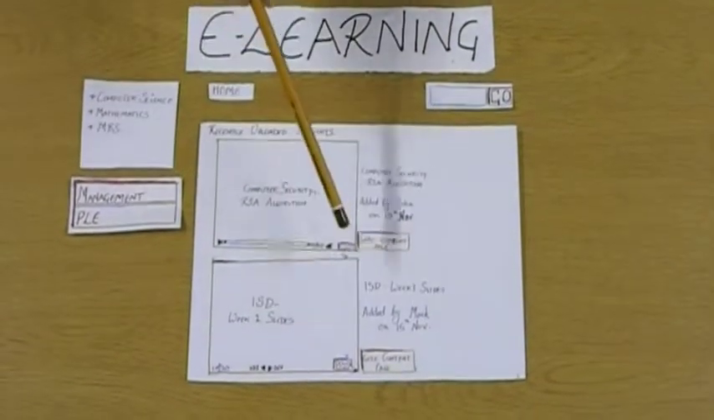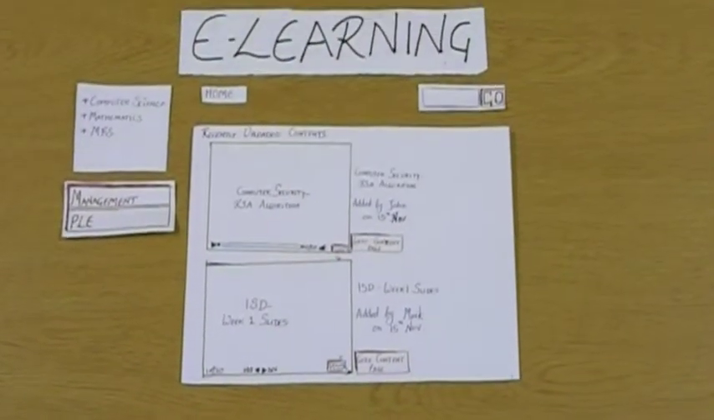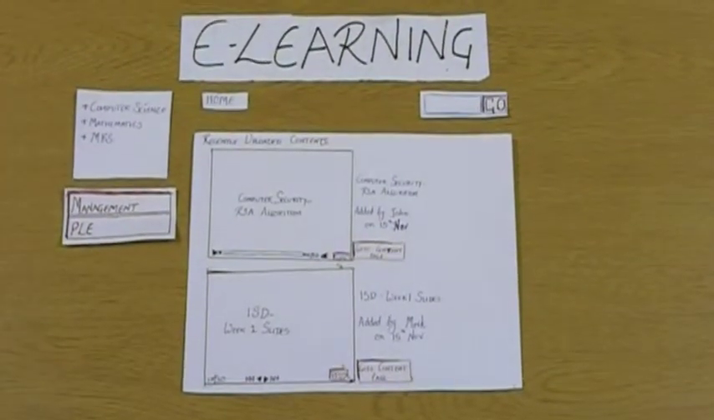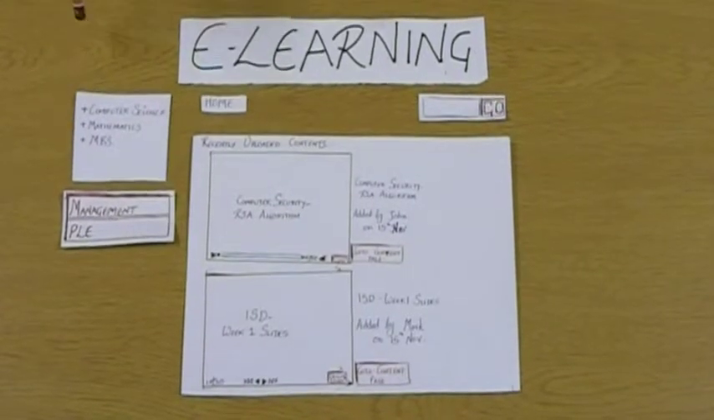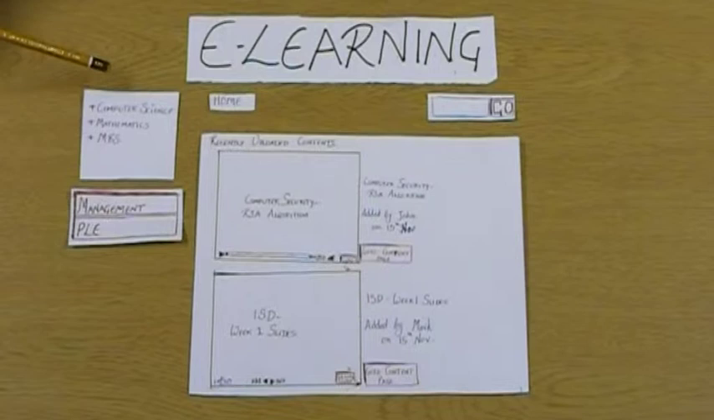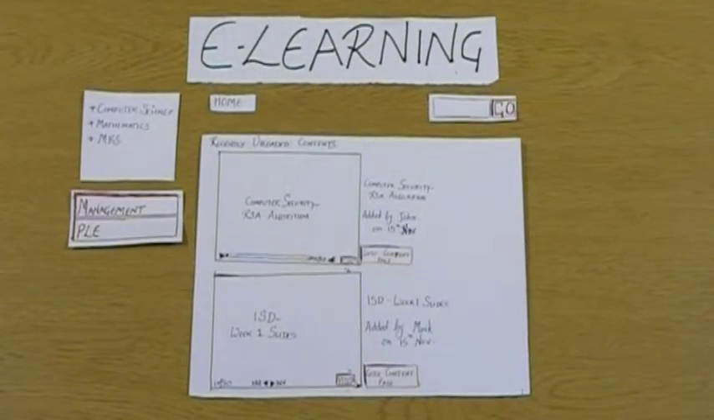You can also click on the download option which is there, which will let you save it in the system and then view it at a later time. Now, these are the navigation options that are available on the left hand side. These currently show computer science, mathematics and MBS.